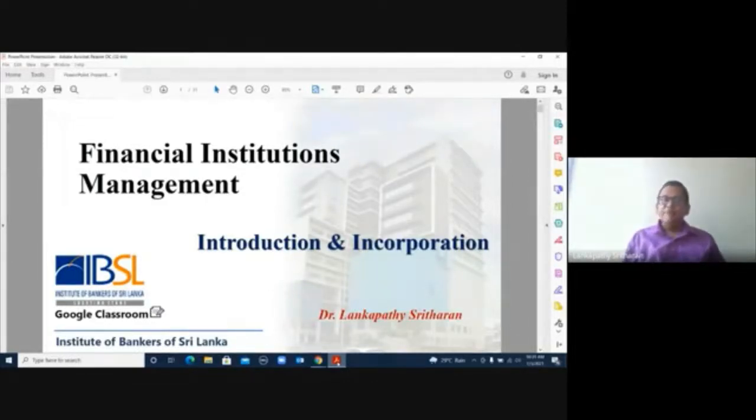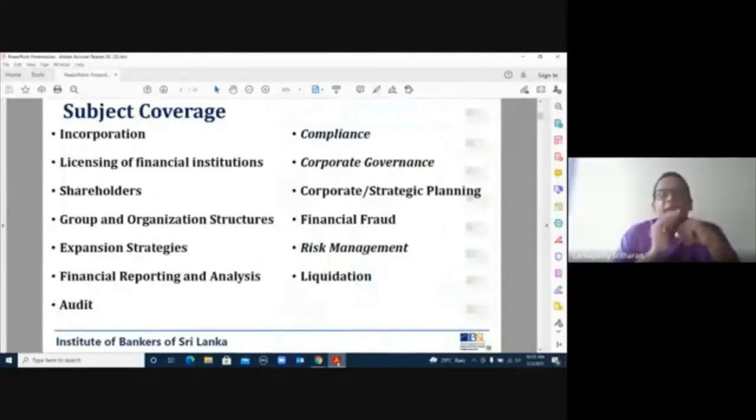With that introduction, if I move into today's subject, financial institution management, it covers several topics. The first one is incorporation of companies, particularly financial institutions, and then the licensing of financial institutions, with several regulators granting licenses to different types of financial institutions. We will discuss that under this section.